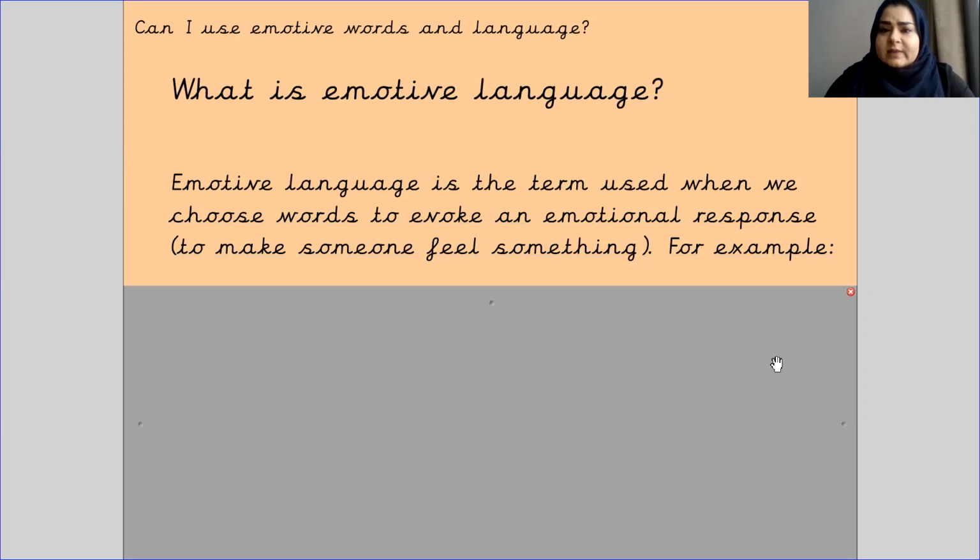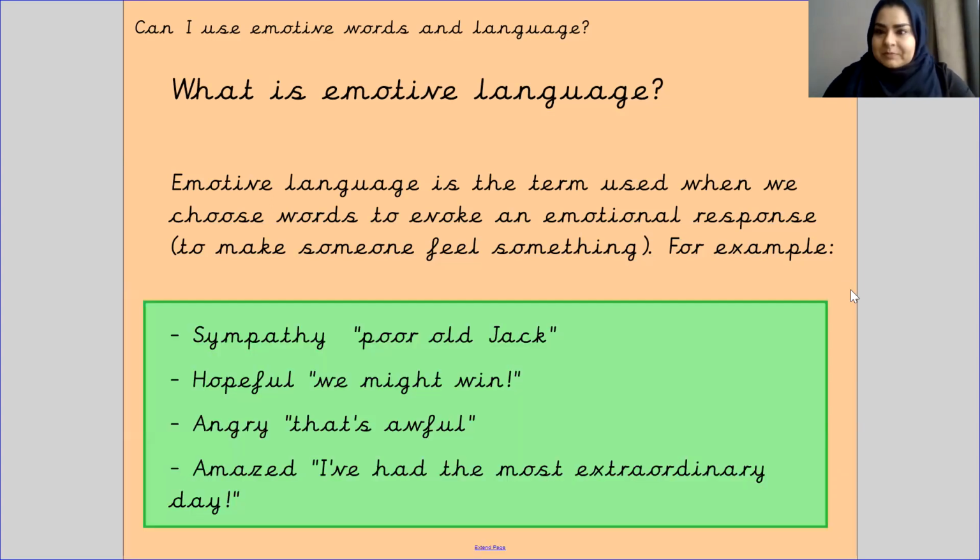Okay, so emotive language is the word used when we choose words to make someone feel an emotional way. Okay, so it's words used to make someone feel in a particular way. So for example, sympathy is when you feel sorry for someone or sad for someone. So for example, in our book, the Diary of Jane Pinney, she says on the chapter we are looking at, poor old Jack. Because she has said the word poor and old, that shows that she's feeling sorry for him or sympathy towards him.